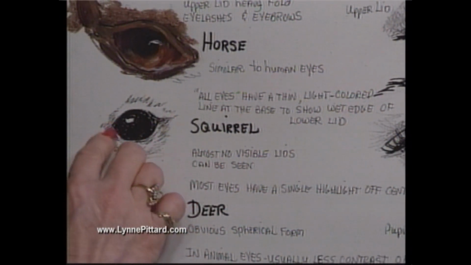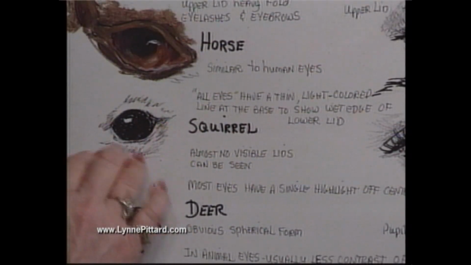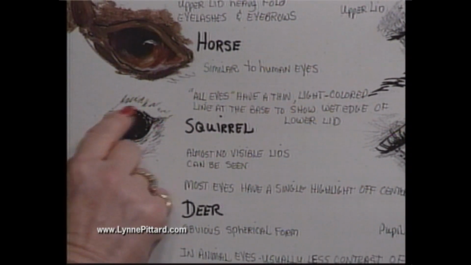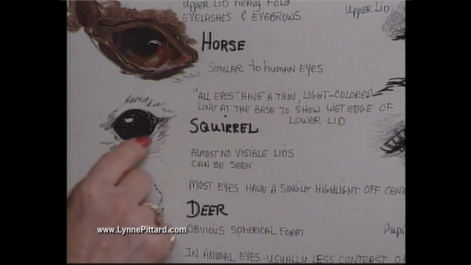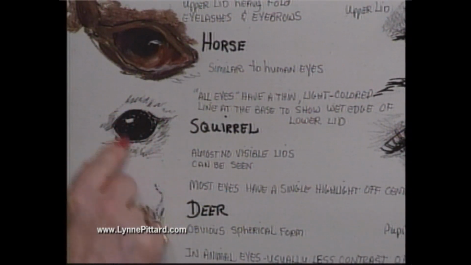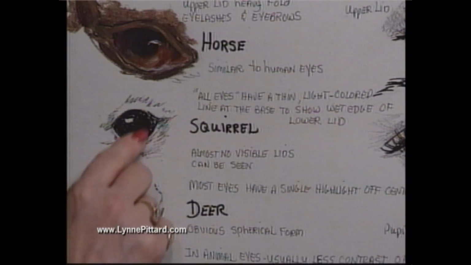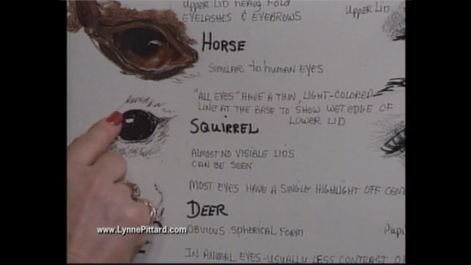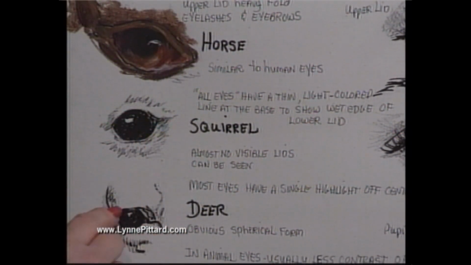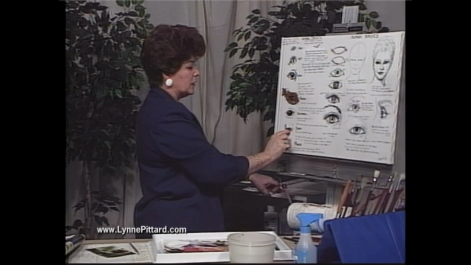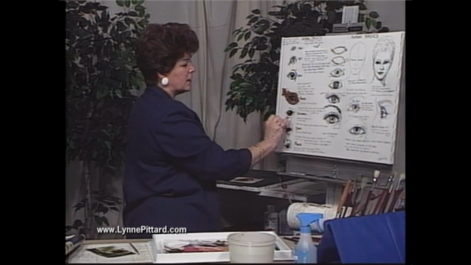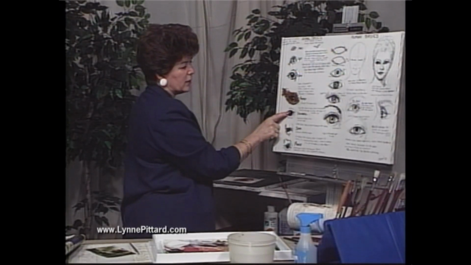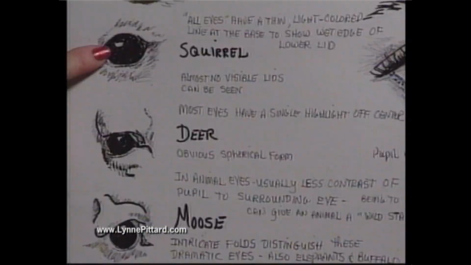They can't be seen. So it's really the fur goes right up to it, and you do not have the advantage of having a distinctive eyelid, top lid, or lower lid. But it's very important that you get the spherical shape of the pupil in properly, and then it's basically fur, so you don't have a hard lid that closes down distinguishably. Most eyes have a single highlight that's placed off center, and when I drew these, I just specifically left a little white canvas showing so that you could get a little idea of the highlight on the squirrel's eye.